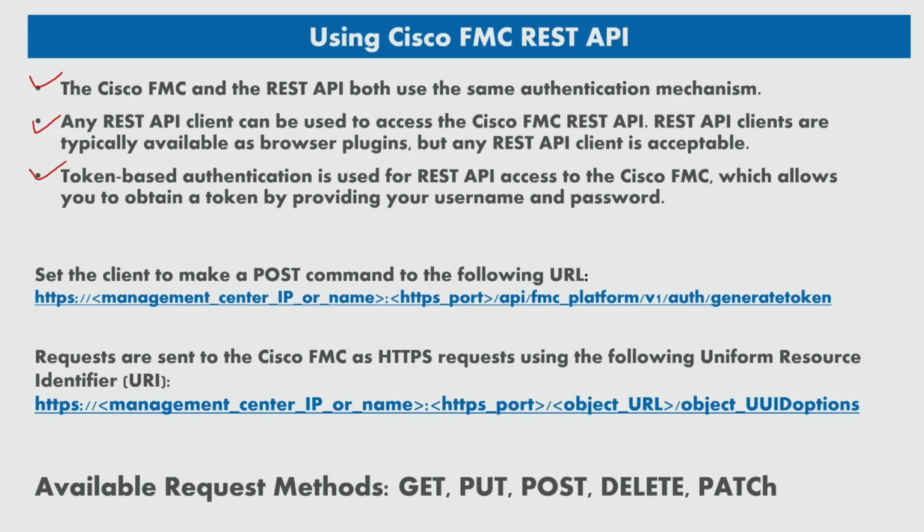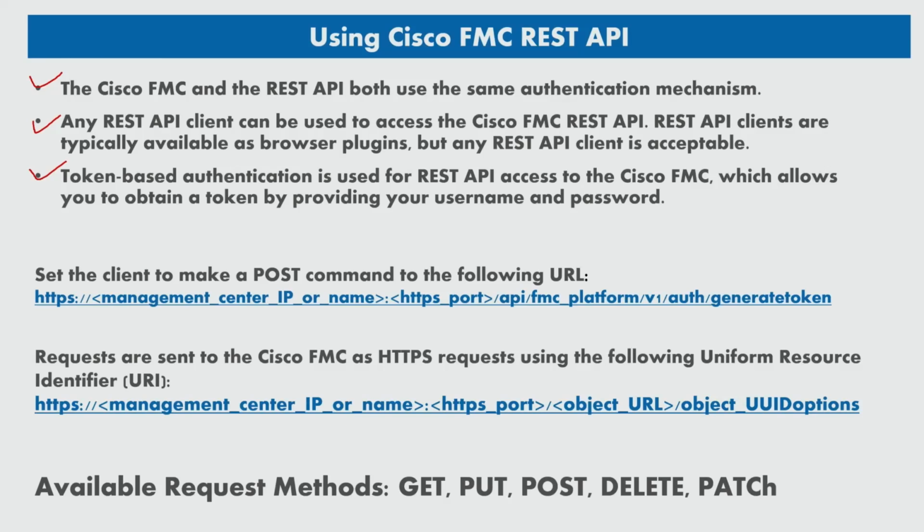Next, token-based authentication is used for REST API access to the Cisco FMC, which allows you to obtain a token by providing your username and password. This one-of-a-kind access token is then used with every HTTP request for a set period of time, obviating the need for a username and password. Authentication tokens for Cisco FMC REST APIs are valid for 30 minutes and can be refreshed up to 3 times.